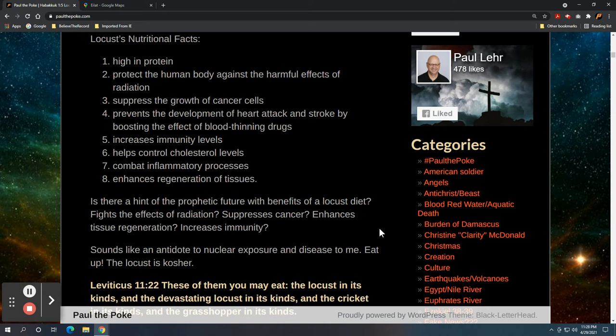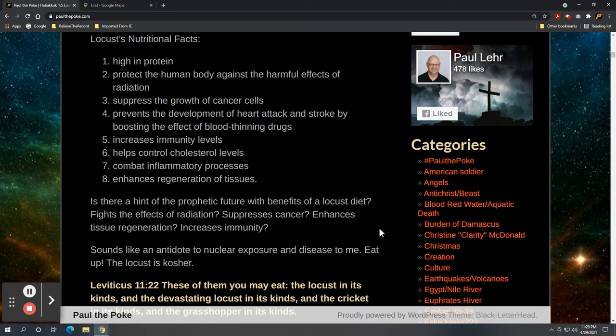Suppresses the growth of cancer cells. It serves as a natural antidote for cancer. Also, radiation can lead to cancer. Prevents the development of heart attack and stroke by boosting the effect of blood-thinning drugs. Maybe we should be eating grasshoppers instead of popping pills. I don't know. God may have taken that into account. Eating grasshoppers, locusts, increases your immunity levels. Maybe that's the antidote to COVID. We need to eat grasshoppers and locusts instead of taking the jab.